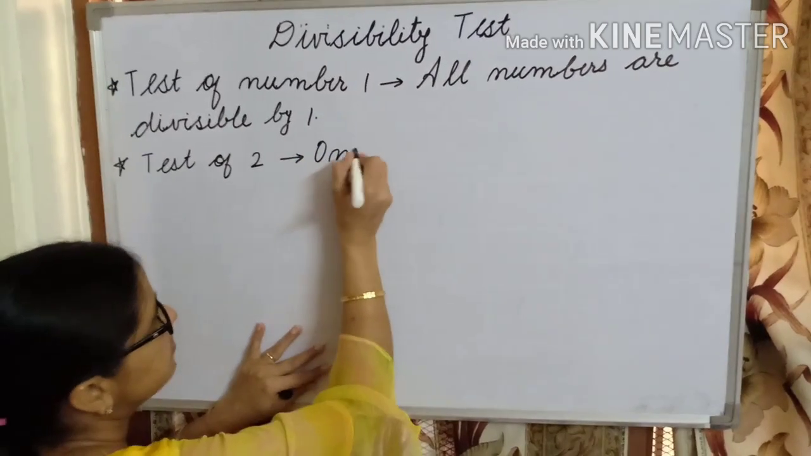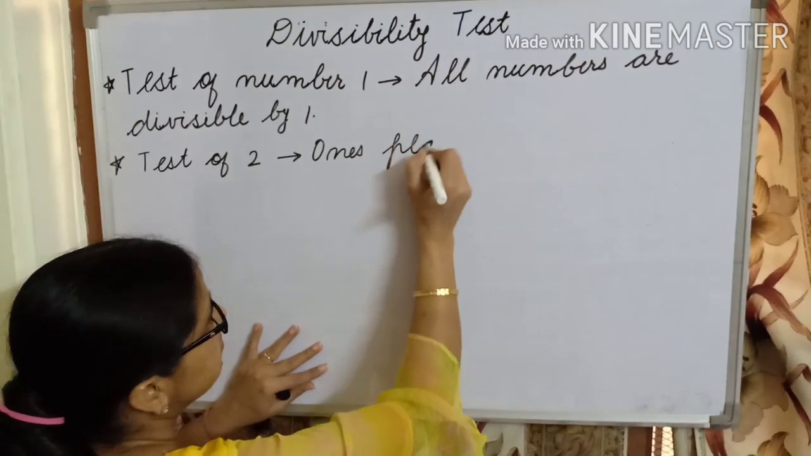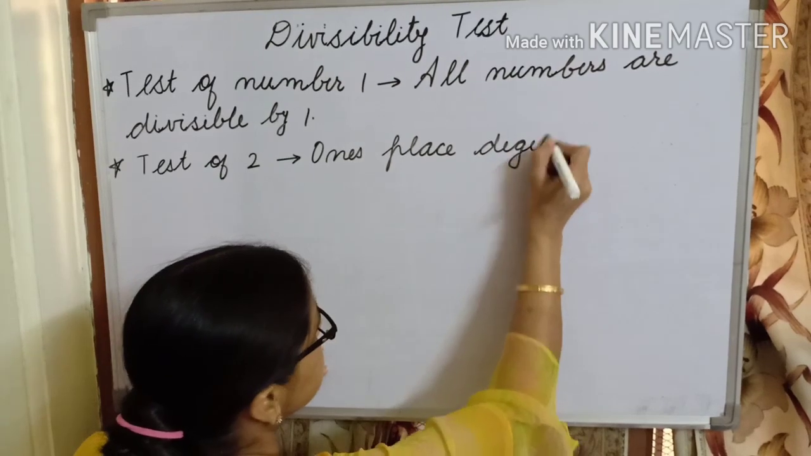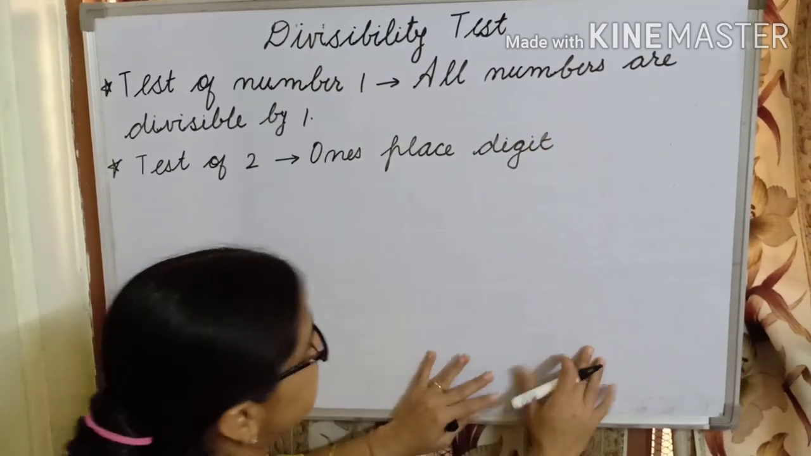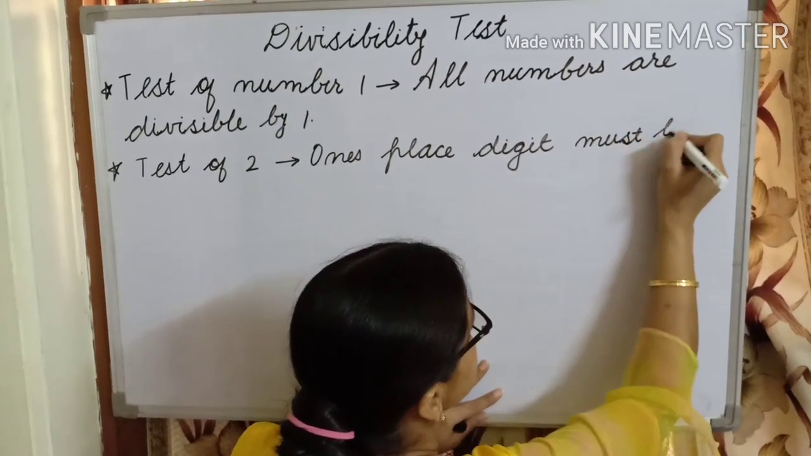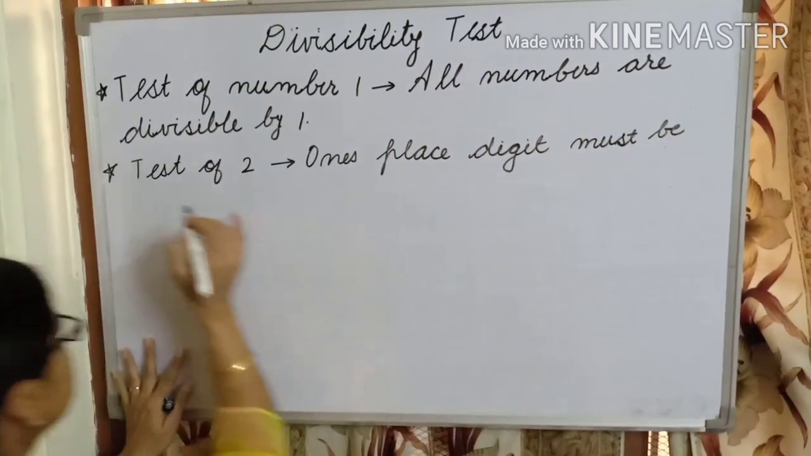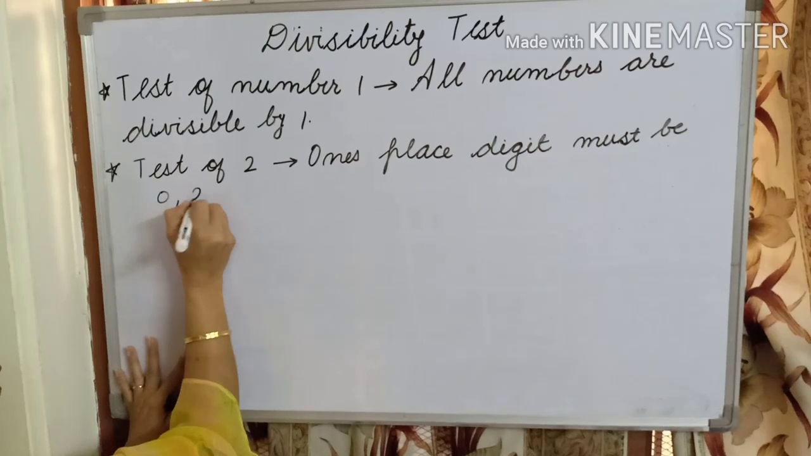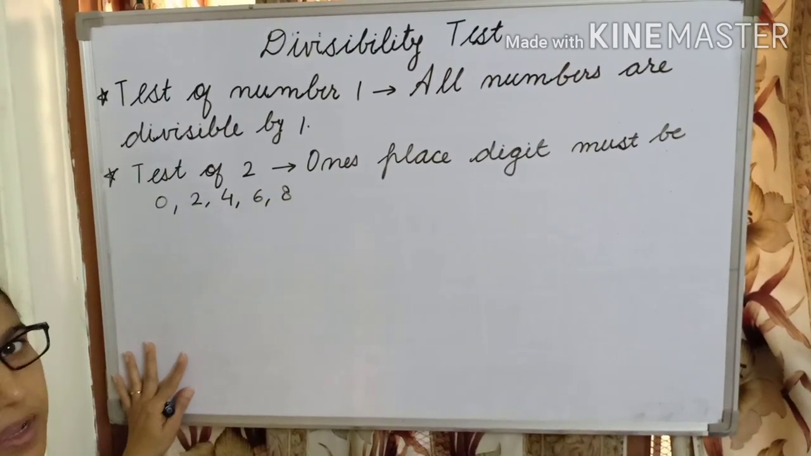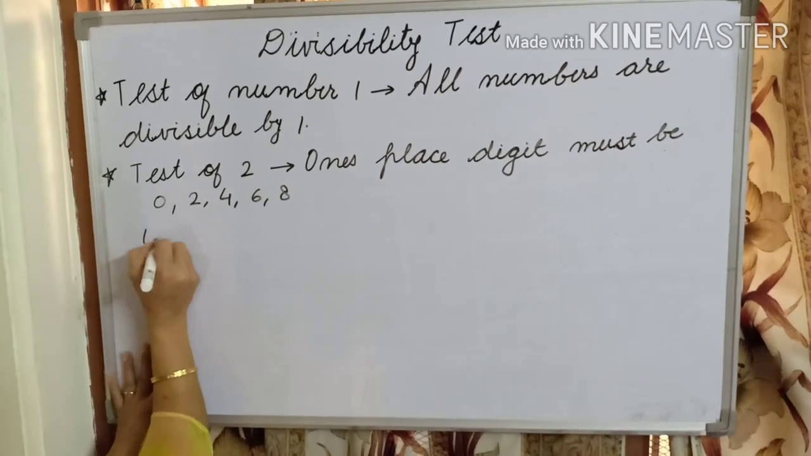Ones place digit must be 0, 2, 4, 6, 8. Now I am giving you an example also. You can see.